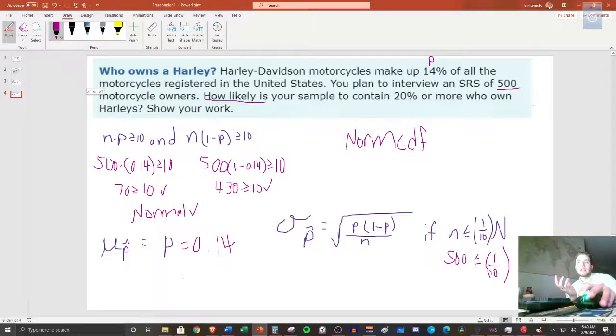Well, how many people own motorcycles? There's a lot, right? It's not infinite, but this is large enough. It's sufficiently large, okay? To where we're not gonna break any independence issues. So that means once we've confirmed that that works, we can calculate our standard deviation. So it's going to be P, which is 0.14, times 1 minus 0.14 over N, which is 500. All right, so let's get this value.